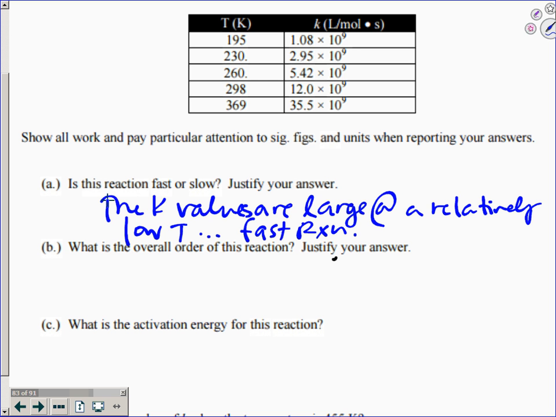Okay, and then talk to your partner, what's the overall order? Remember, that's the only data you have in front of you. Now, mine might be easier to see than yours. Don't get crazy on me. It's temperature data, it's not concentration data. That's under elementary processes, which it doesn't tell you, this is an overall reaction.